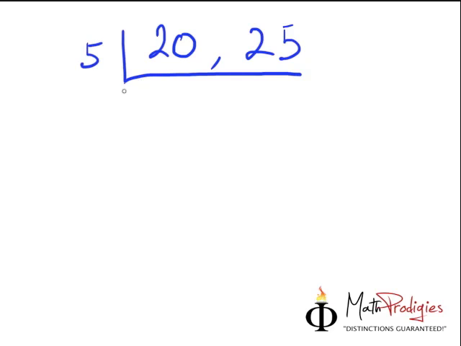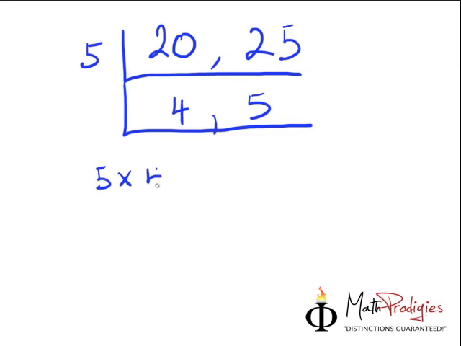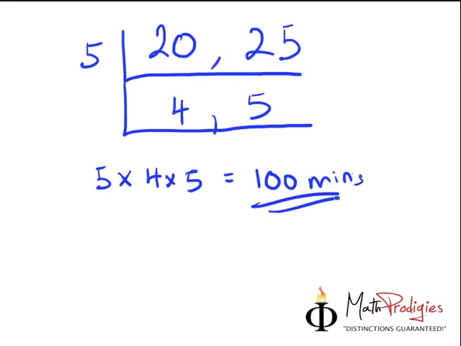In this case, it's 5. So you have 4 and 5. Can you go any further? No, you can't. So 5 times 4 times 5 is going to give you the answer of 100. 100 what? 100 minutes. Sorry, 20 times 5, 100 minutes, correct. 100 minutes, okay?